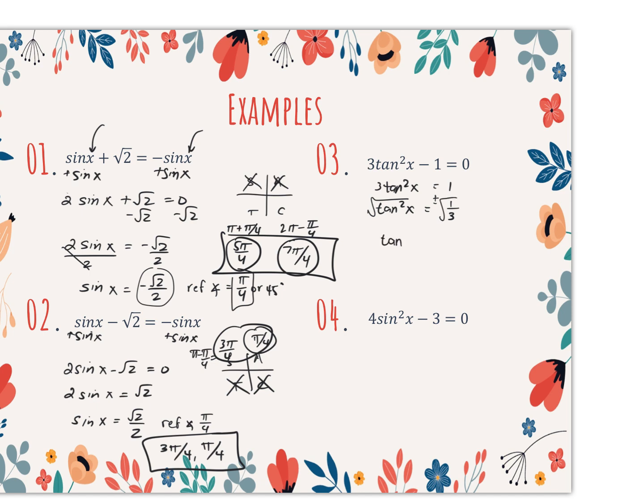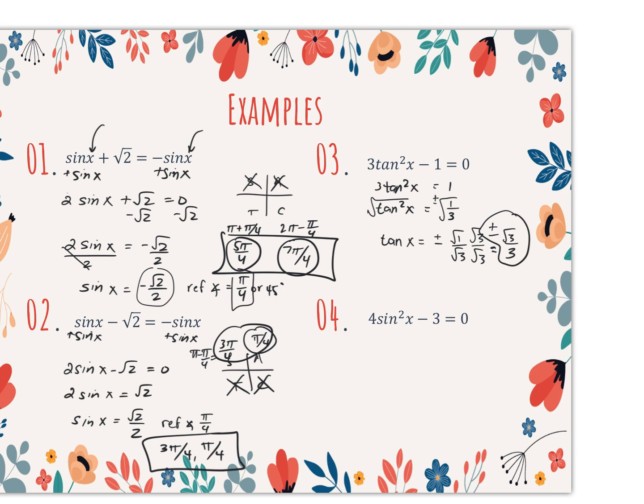So I know that tangent of x is going to equal plus or minus square root of 1 over square root of 3. I'll rationalize this, and I'm going to get square root of 3 over 3. And it's plus or minus. So I have to ask myself, what values am I going to have a plus or minus square root of 3 over 3?